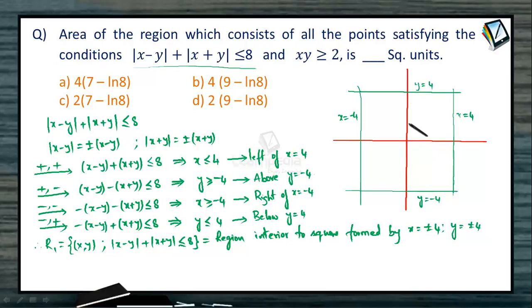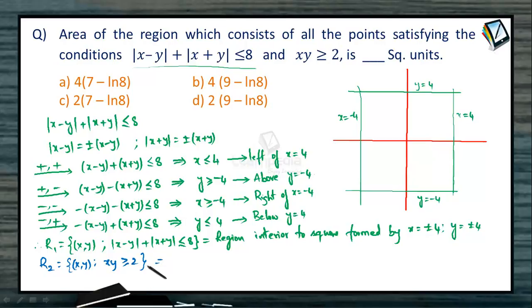It should be below y equal to 4, above y equal to minus 4, to the right of x equal to minus 4, and to the left of x equal to 4. That means the interior region is the required region, but this is satisfied only by one of them. Now how is the second curve? When we consider R2 to be those points (x, y), the inequality satisfied by them is x into y greater than or equal to 2.